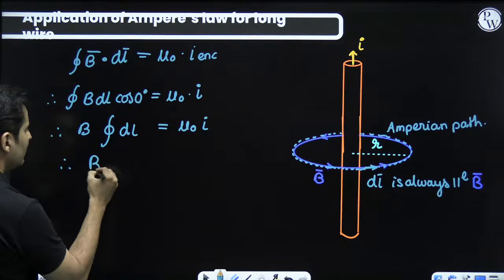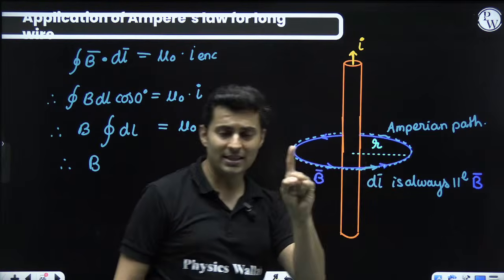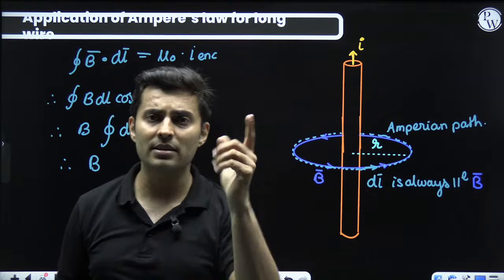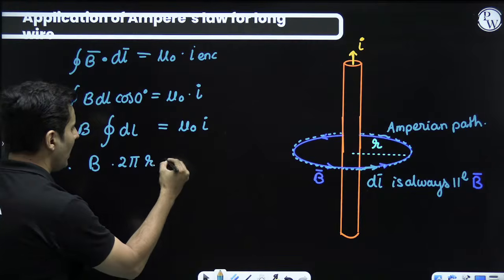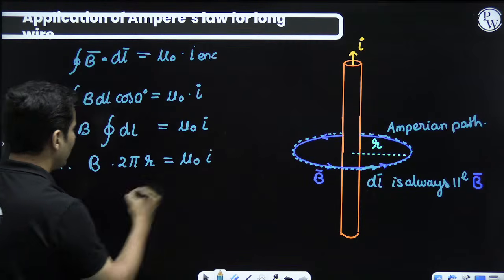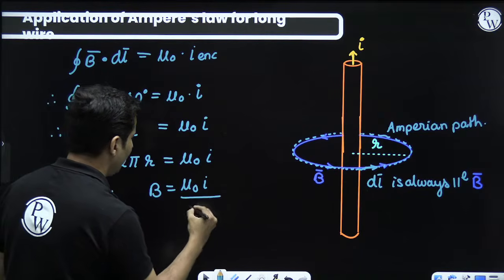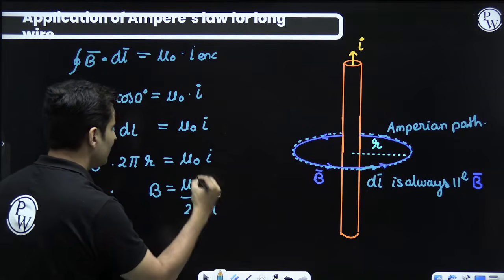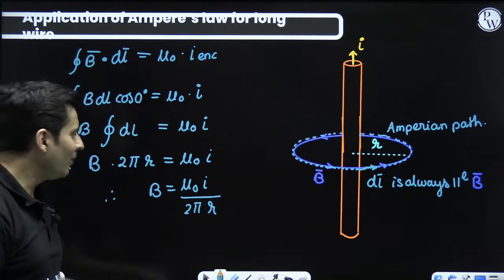Now, what is the integration of dl? If you go around once, you will get the circle's perimeter, the circumference, which is nothing but 2 pi R. That is mu naught into I. Therefore, my B will be mu naught current divided by 2 pi R. This was the exact same formula for a long wire.